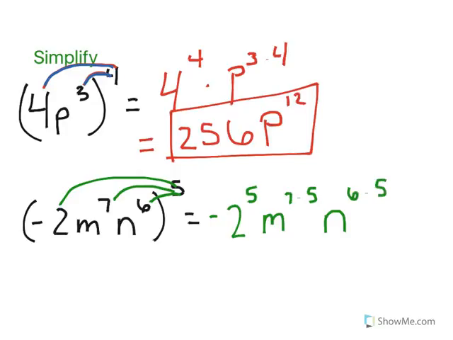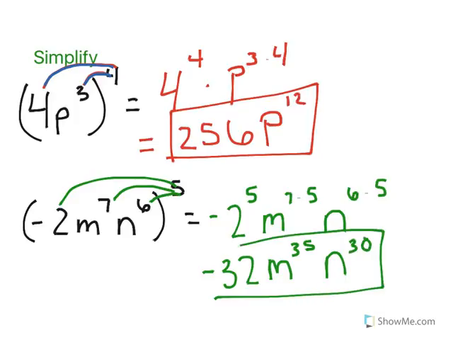So negative 2 to the 5th power is going to be negative 32, and we just attach the negative sign. And then m to the 7 times 5 is m to the 35th power. And then 6 times 5 is 30, so n to the 30th power. So then this is my final answer.